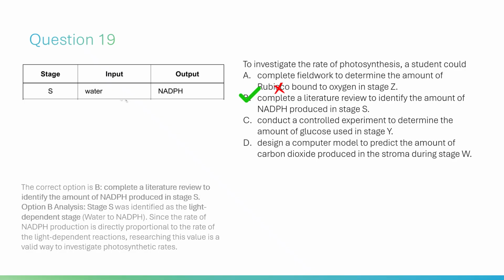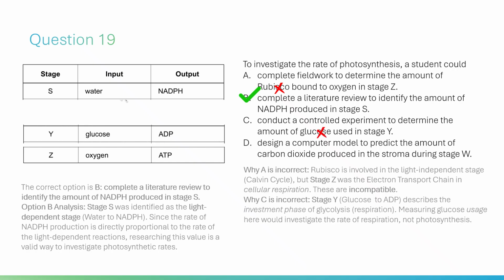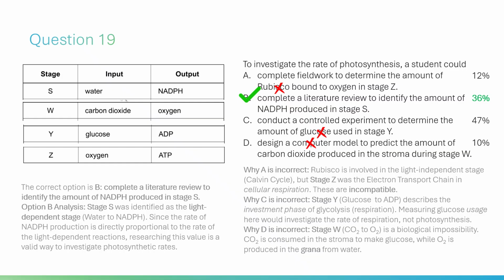Y A is incorrect. Rubisco is involved in the light-independent stage, the Calvin cycle, but stage Z was the electron transport chain in cellular respiration. These are incompatible. Y C is incorrect. Stage Y, glucose to ADP, describes the investment phase of glycolysis in respiration. Measuring glucose usage here would investigate the rate of respiration, not photosynthesis. Y D is incorrect. Stage W, CO2 to O2, is a biological impossibility. CO2 is consumed in the stroma to make glucose, while O2 is produced in the grana from water.